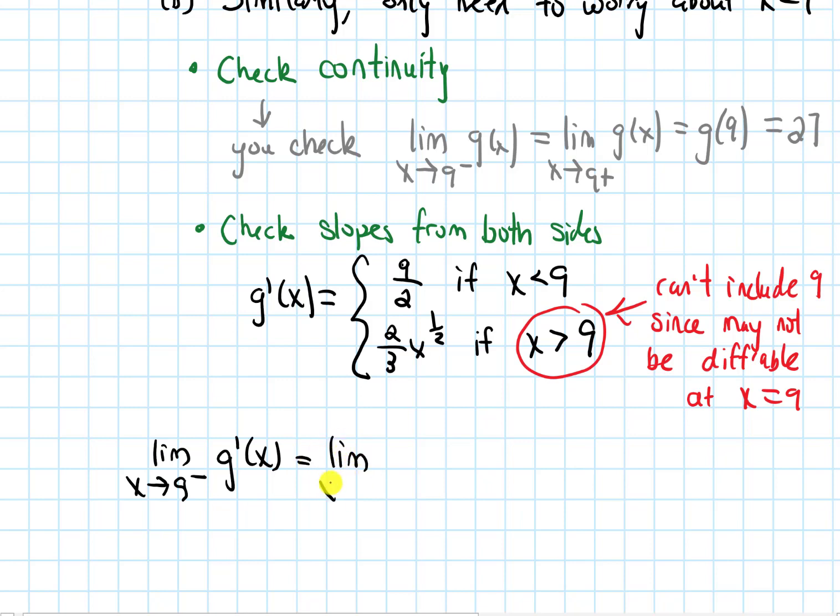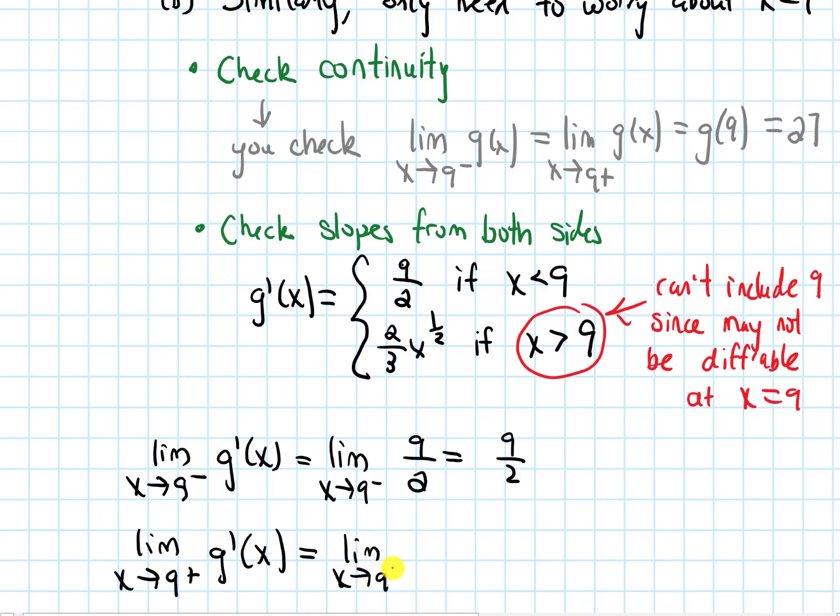Okay, so we'll have the limit as x approaches 9 from the left of, so if I'm on the left side of 9, I'm going to use the top piece, the 9 halves. And with that, there's nothing to plug into. So when I do plug in, I just get 9 halves. Okay, now let's do the limit as x approaches 9 from the right of our derivative. And if I'm on the right side of 9, I'm going to use this bottom piece, 2/3 x to the 1/2. X to the 1/2 is the square root of x. And if I plug into this, I'll get 2/3 times root 9. And root 9 is 3.